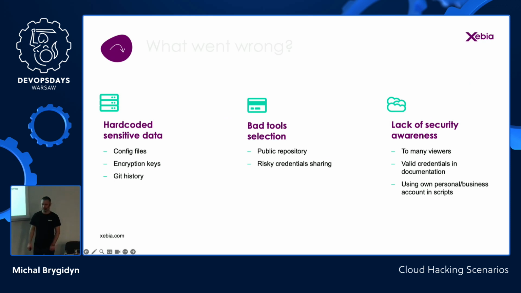So what went wrong here? First of all, again, hard-coded sensitive data. There are different ways to feed your app with credentials. There are vaults, there are secrets managers. You don't need to put everything in a file in a repository. There was an attempt to hide this data by encryption, but hey, if you store the encryption key in the same repository in the file next to the encrypted content, it's not a good way of encryption.